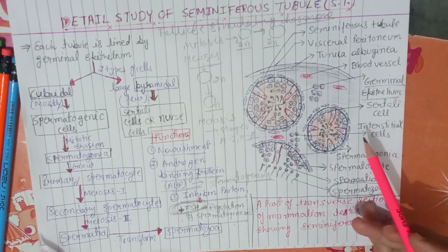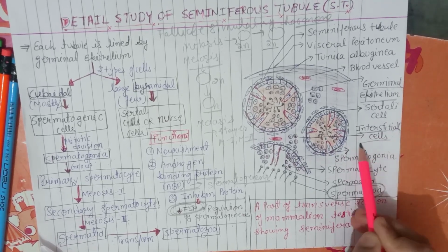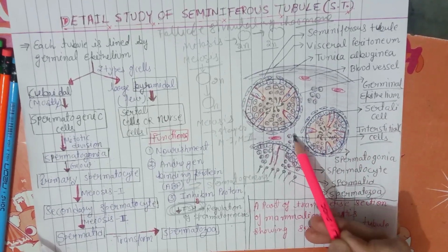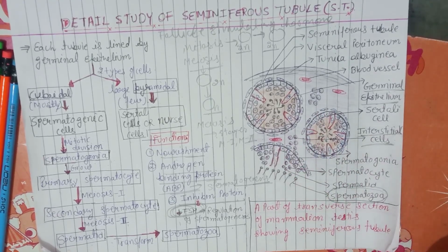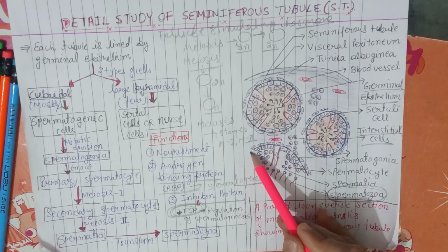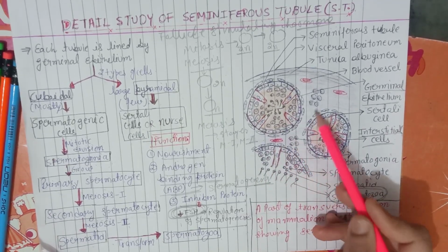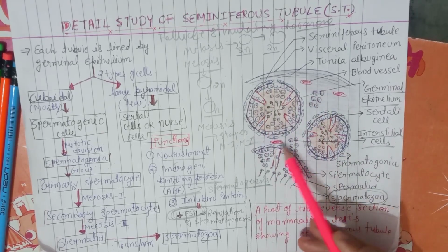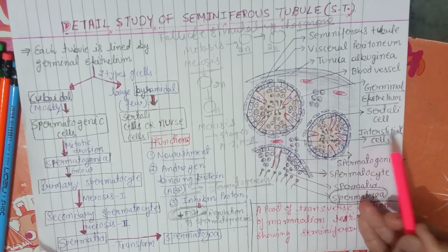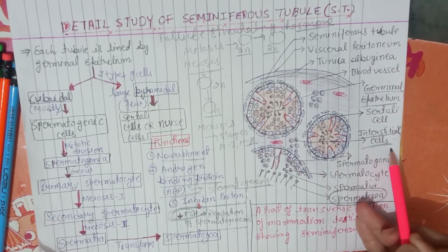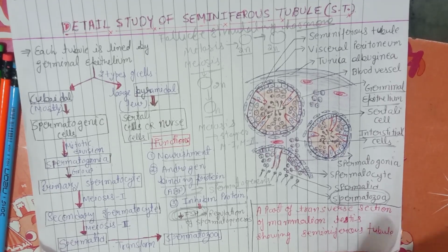Now the other cells which are also present are known as the interstitial cells or Leydig cells. These are the interstitial cells which are present in the interstitial space. What is interstitial space? The interstitial space is a space outside the seminiferous tubule. Basically this is a connective tissue area where blood vessels are also present, and some special cells known as interstitial cells, also known as Leydig cells, are present. They also have their function in the process of spermatogenesis.